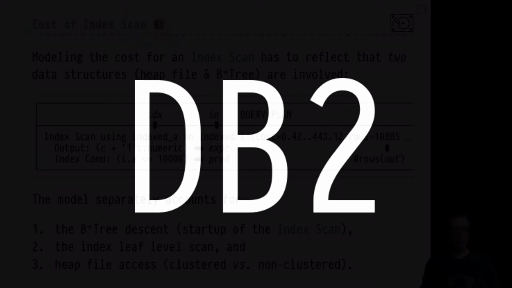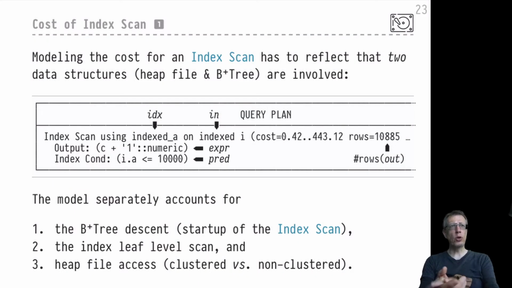Here we go, everyone. This is the final video in chapter 14 and the final video of the overall DB2 course. We will use that video to discuss the cost formula for the index scan. So this video will address index scan just like the previous video addressed sequential scan.